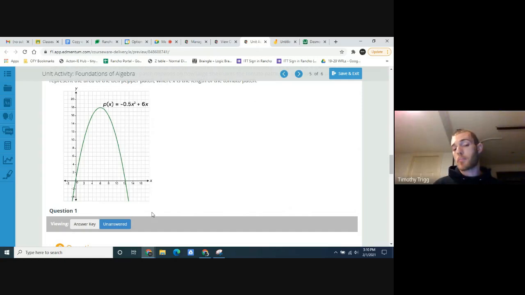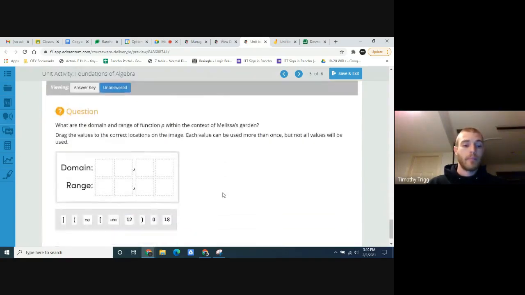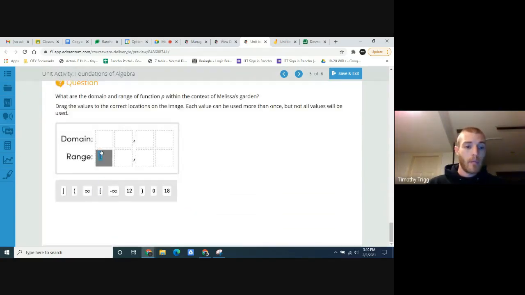But in the context of this problem, you can't have a negative length of the tomato patch, right? And also you can't have a tomato patch length above 12 either. So the domain of this function in the context of the problem would be from 0 to 12. So the domain, I'm going to put from 0 to 12. And these square brackets mean that 0 and 12 are included.